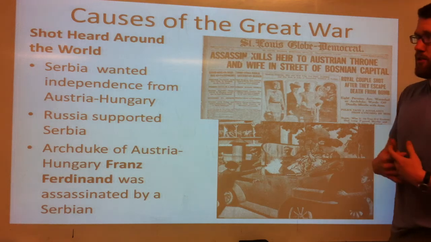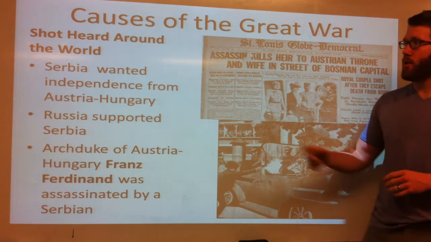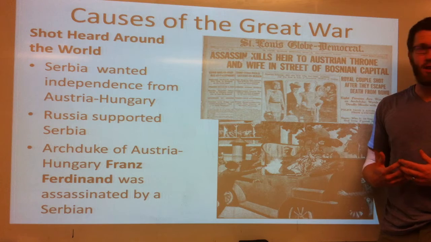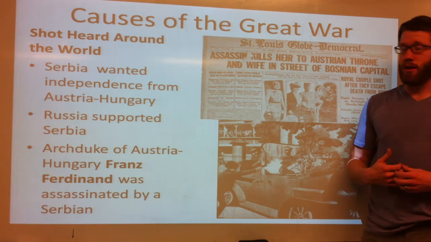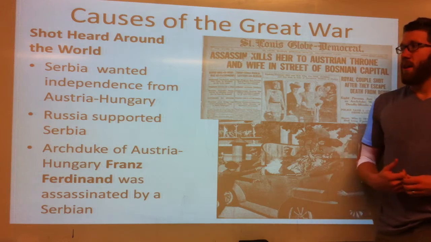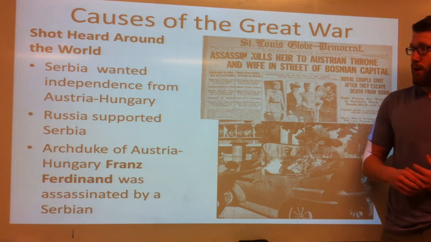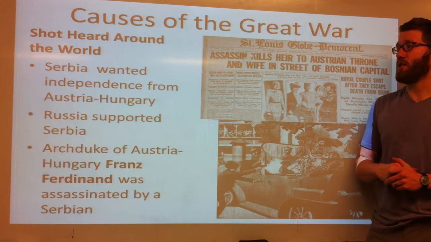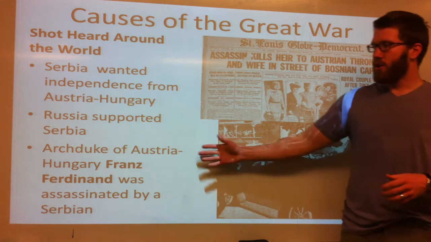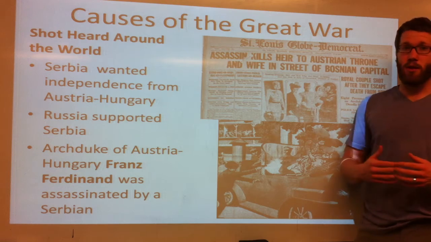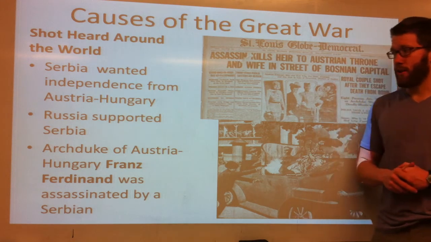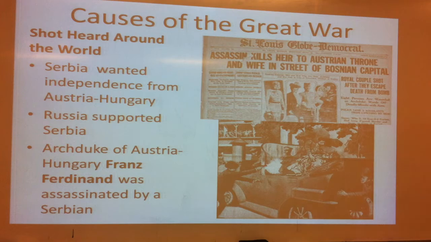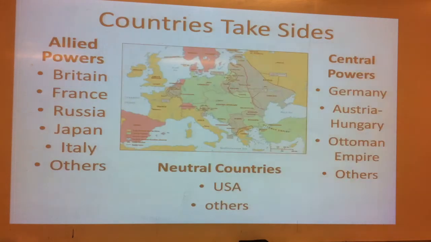Now, the thing that actually started the war, the very first thing, was what's called the shot heard around the world. What happened was there was a small country called Serbia that had been taken over by Austria-Hungary. And Serbia wanted its independence, and they were almost willing to go fight for it. And Russia supported Serbian independence. Remember, if Russia goes to war, everybody goes to war. So one day the Archduke of Austria-Hungary, who was set to take the throne, was assassinated by a Serbian. Then Austria-Hungary declares war, Russia declares war, and everybody else gets into war as well.